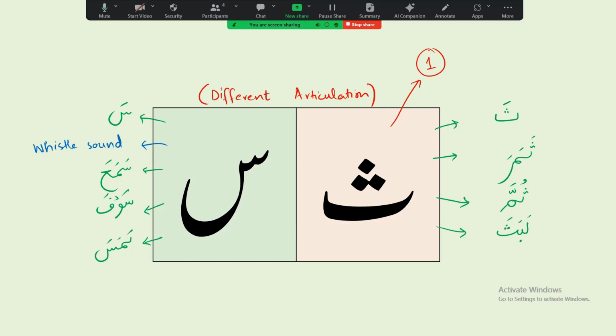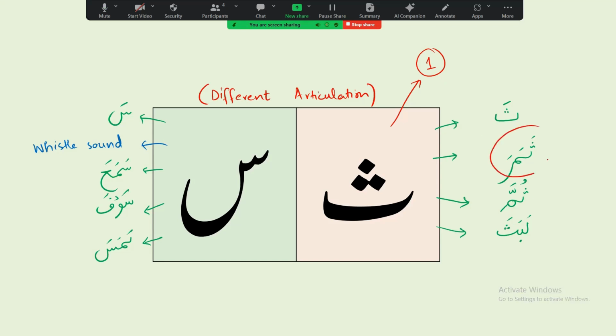The first one is sa, sa. The second one is sa, sa. I'm not sure if you are able to hear the difference via Zoom or not. Let's take the example of the words given here as well.